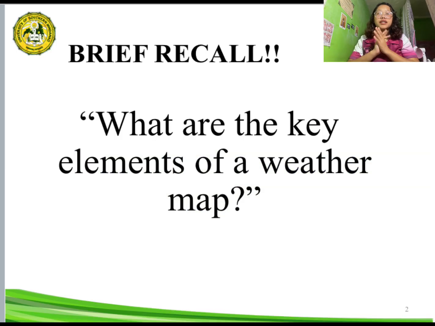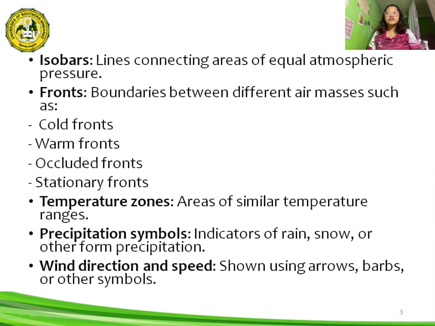Before we dive deeper, let's have a quick recall about the previous topic that has been tackled about the weather map. So what are the key elements of a weather map? First, we have the isobars. Isobars are lines that connect areas with the same atmospheric pressure. If you see them close together, it means there is a strong wind.